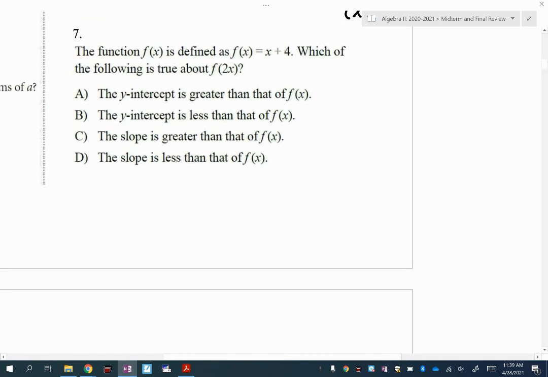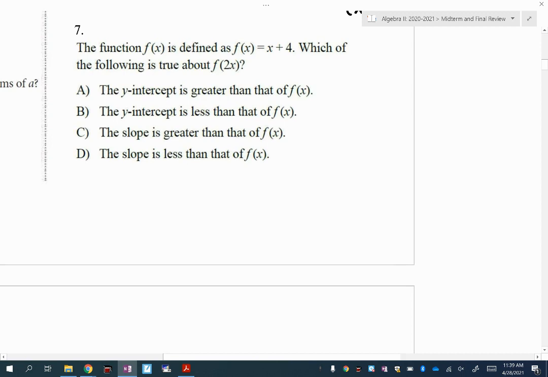We have a function, f of x is defined as x plus 4, and then another function that's f of 2x. So the way you want to do this is you're going to plug in that 2x where it says x, all right, which is 2x plus 4. So they're the same y-intercept, so it's not going to be a or b, right? 4 is still the same.